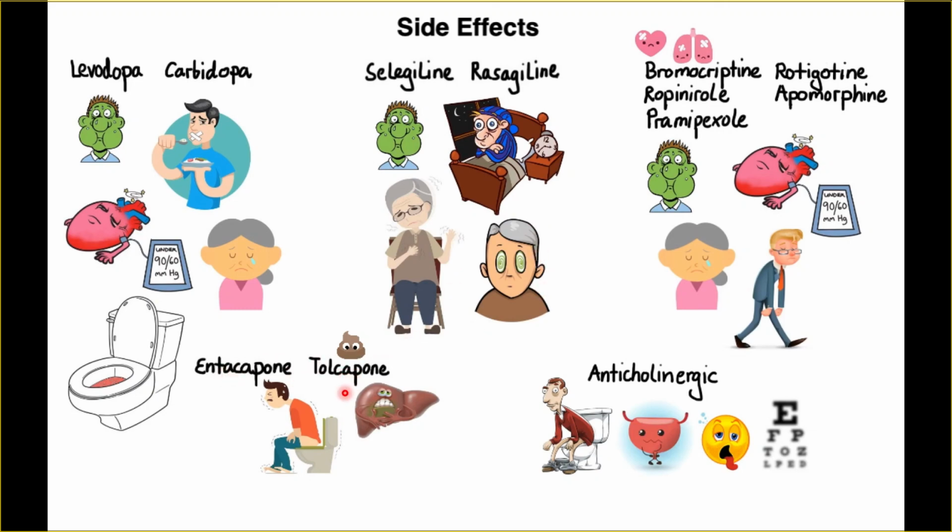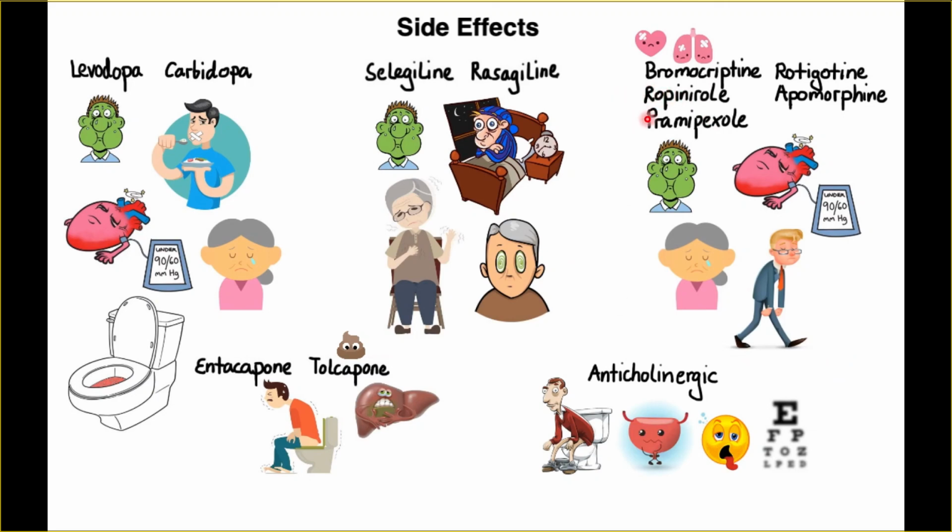Entacapone and tolcapone lead to constipation and liver toxicity. Then anticholinergic drugs will lead to constipation as well, dryness of the mouth, and loss of the vision, and can lead to the decreased activity of the uterus.